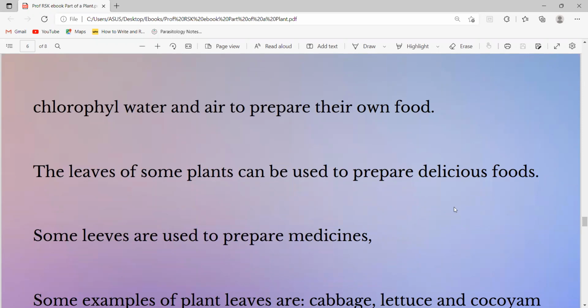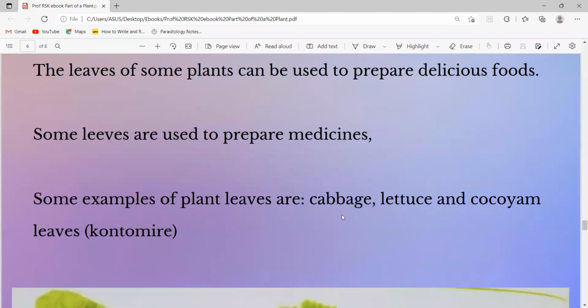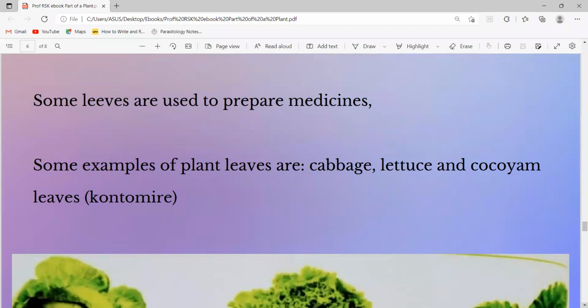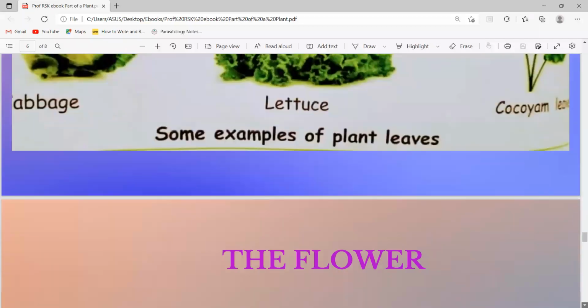All right. Some leaves of plants are used to store food. They store food like that of onion. We use some leaves as medicine. We use some leaves to prepare delicious food like the contomere, cocoyam leaves. All right. Okay, so we have cabbage, lettuce are also some of the leaves of plants that are used in making food. All right, so you can write some of these examples down. All right, so these are some of the leaves that we're talking about.